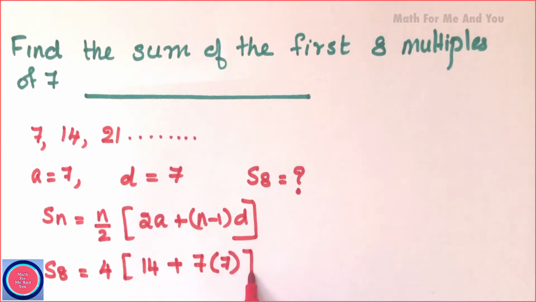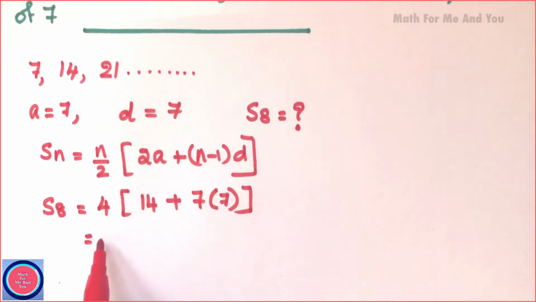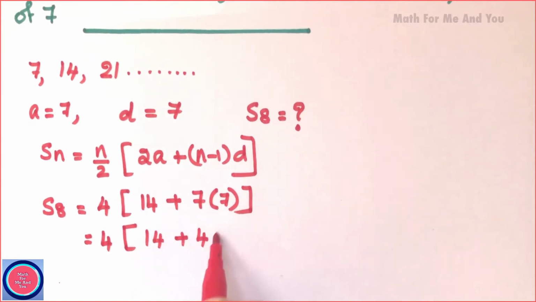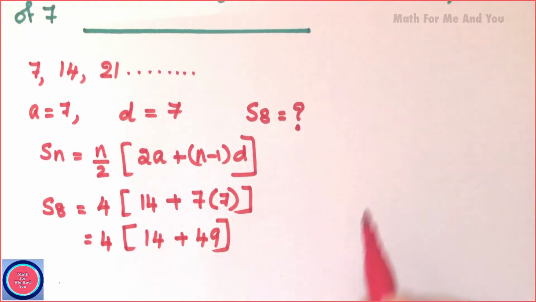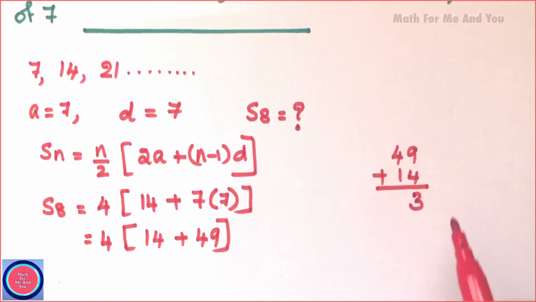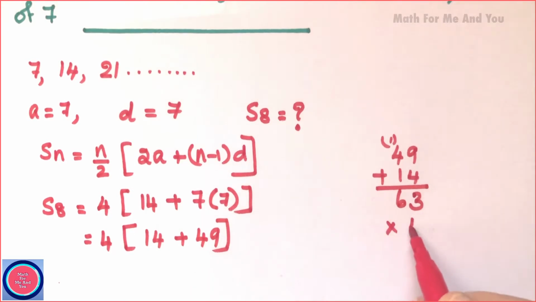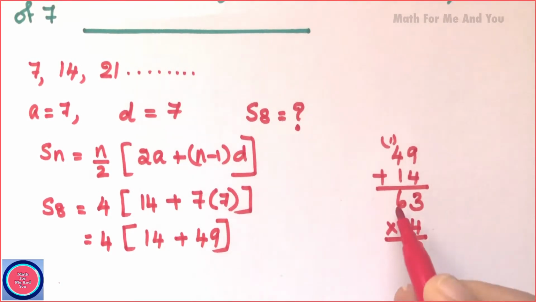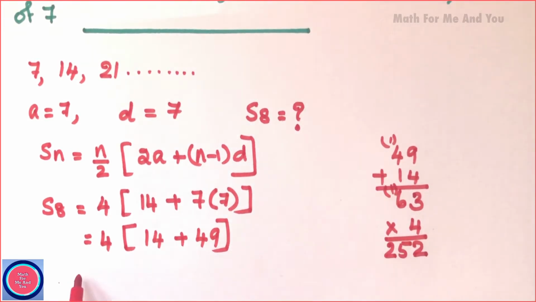Close the bracket. Simplify the bracket first. 4 we write same. Inside the bracket it is 14 plus 7 times 7 is 49. First we need to find the total 14 and 49. 49 plus 14. We get the answer 63. Next we have to multiply with the 4. 3 for 12. Then 1. 6 for 24 plus 1, 25. We get the answer 252. What is this? S8. That means sum of 8 terms of this given AP.